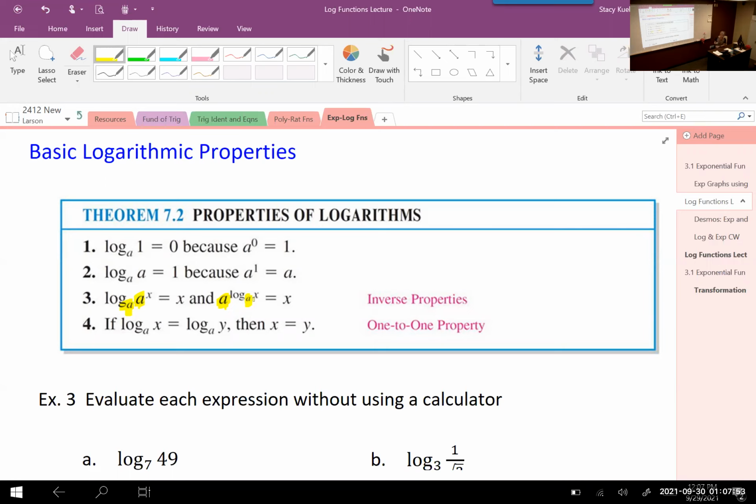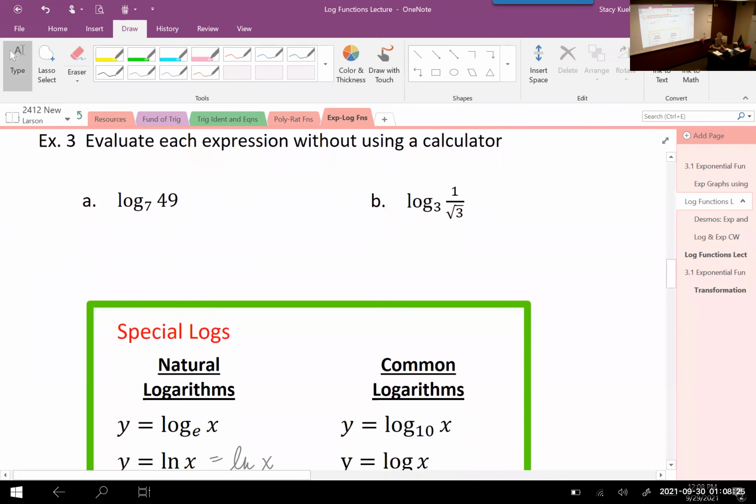The one-to-one property is similar to what we had before with our exponential functions. If I've got log base a of one argument equal to log base a of another, then I can set their arguments equal to each other and solve, because the arguments are going to be equal to each other. That's our one-to-one property. Okay, so let's apply some of these things here.